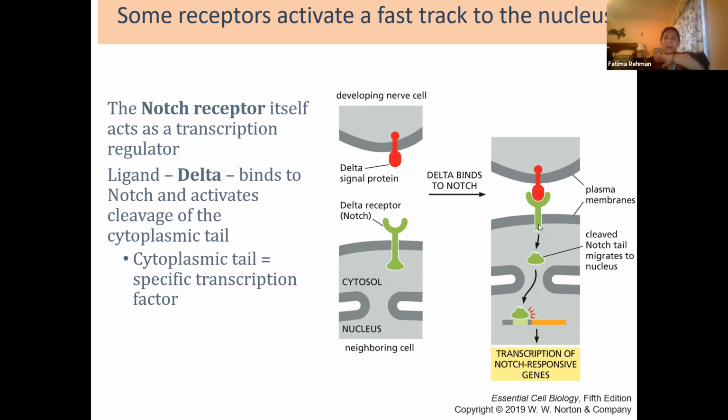So it is bypassing all those mini steps in between, and it's going straight to the source and activating a response much faster than it would if it was using a signaling cascade, right? So in this case, you have the receptor itself do that.